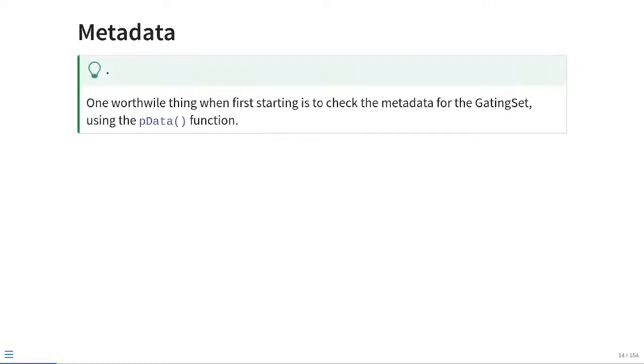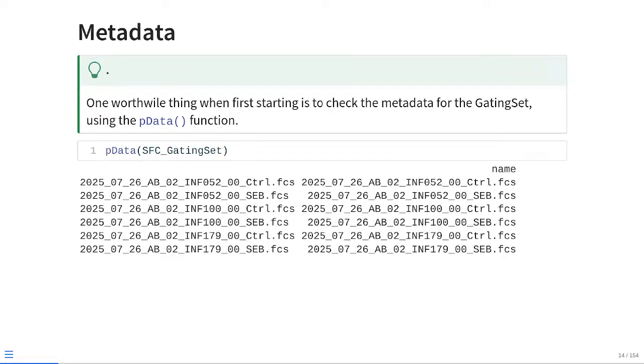So one worthwhile thing to just go ahead and check out at the beginning of the day is to see what metadata is present within our gating set, which we can do using the pData function as we saw previously. And as you can see, when we're bringing it in this way, it's kind of bare bones. We have row names for each individual FCS file that's present, but the only column we have is the name, which contains the full file path. So in terms of additional metadata, we don't have very much at this point in time.